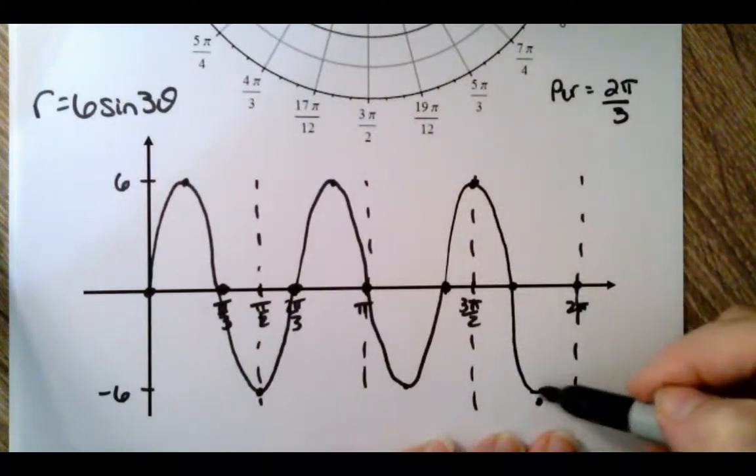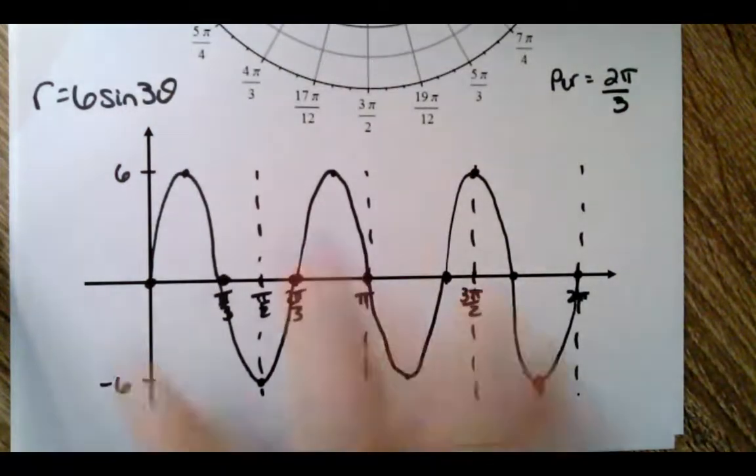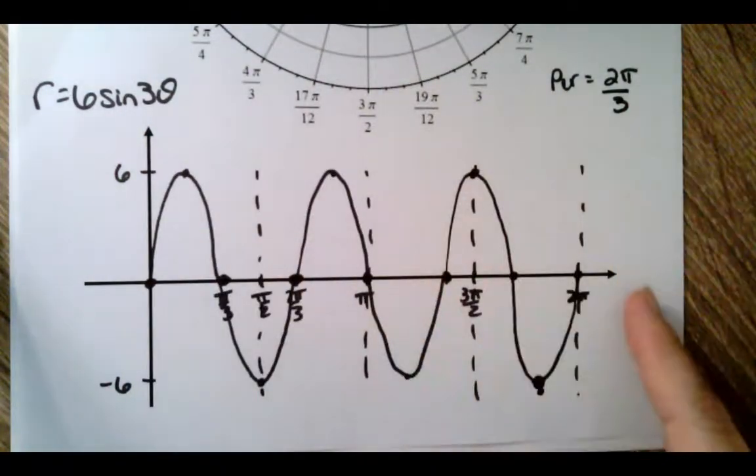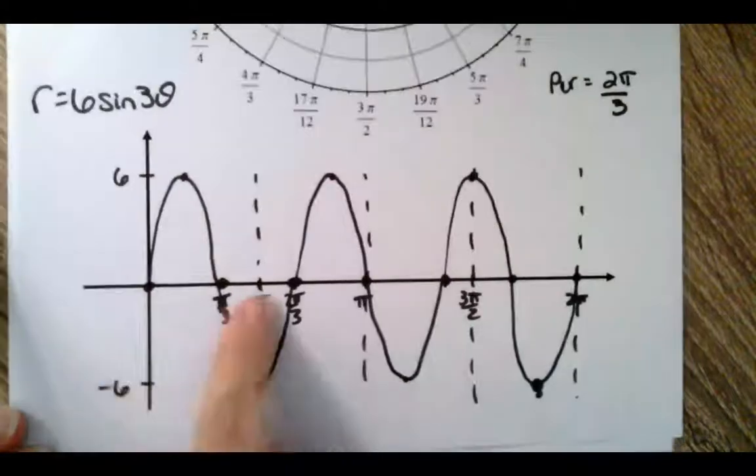Oh, I think I drew my maximum a little bit too low. I'll pretend that's up there. Okay. So 3 cycles of sine by the time I get to 2 pi. That's what the 3 does for us. So let's look at our first quadrant, angles from 0 to pi over 2.